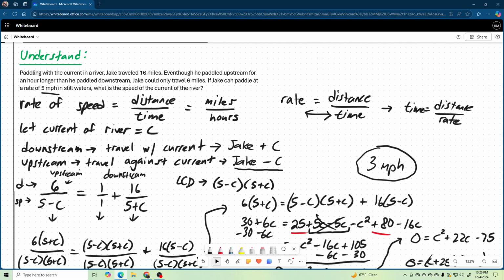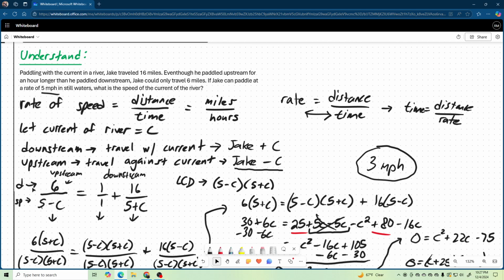So we let the current of the river equal C. If we're traveling downstream, that means we're traveling with the current. The current is pushing us, helping us out. So it's Jake's rate plus the rate of the current, the speed of the current in miles per hour. Upstream would be us traveling against the current, so it's going to be harder. If you've ever tried canoeing or paddling into a current, it's much more difficult. That would be Jake's rate minus the current. The river and our rate are pushing against each other.